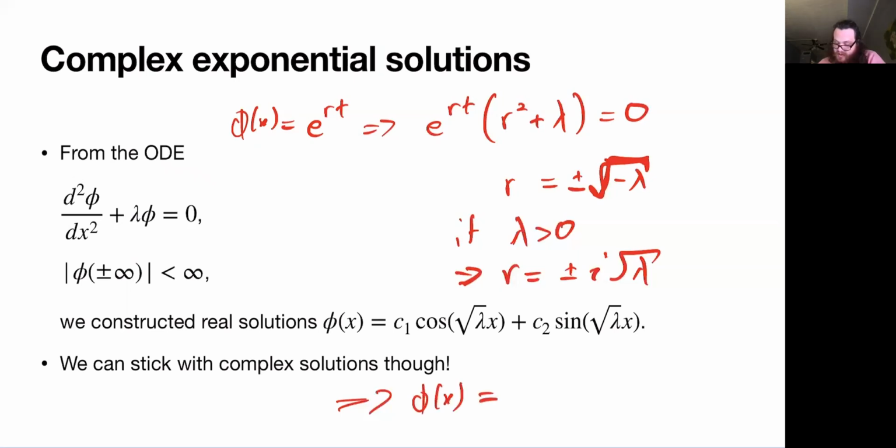Okay. So this tells us what these complex solutions are. Phi of x is C1 e to the i square root lambda x plus C2 e to the minus i square root lambda x. Before, what we did is we broke each of these terms into sine and cosine pieces, played around with the coefficients so that everything was real. But now we're going to keep them as plus or minus i square root lambda.